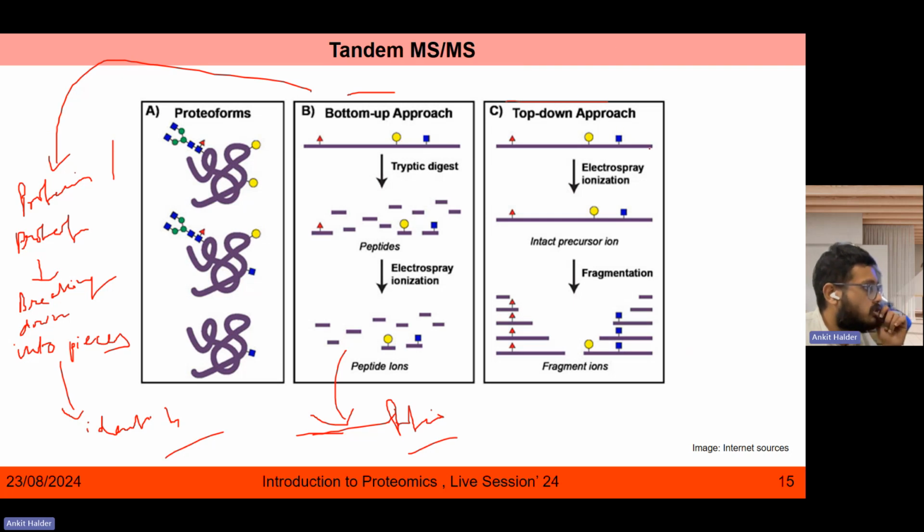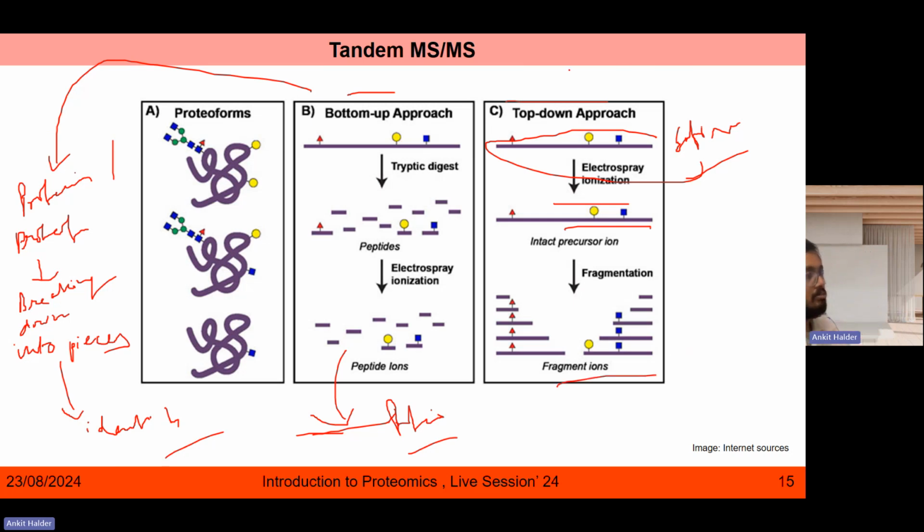Whereas in the top down approach, you will have the entire protein set. You will do the electrospray ionization. You will have the intact precursor ion fragmentation, and from those fragment ions we will talk about the protein. So that's why we are talking about the bottom up approach, as I had mentioned in the beginning itself.